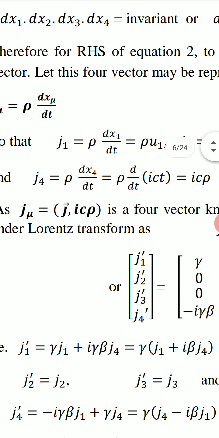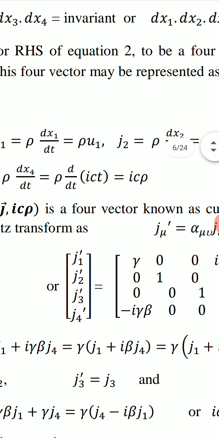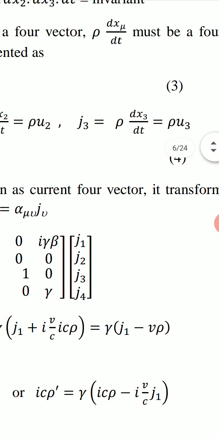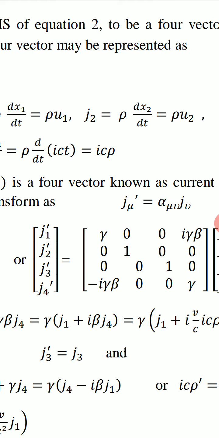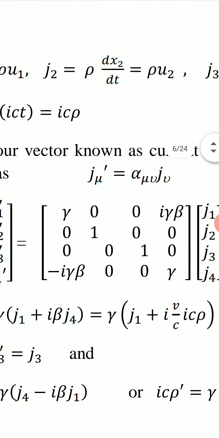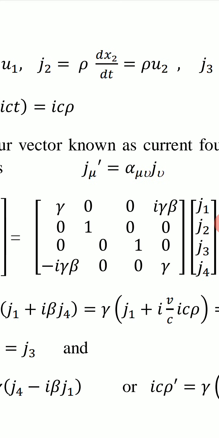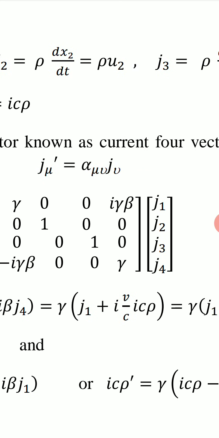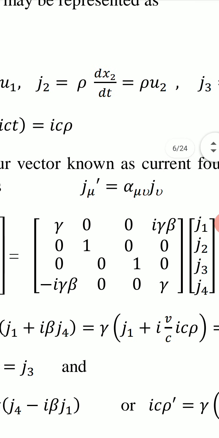Now J mu is a current 4 vector, so it must transform under Lorentz transformation as J mu dash equal to alpha mu nu J nu. J mu dash is a column matrix, J1 dash, J2 dash, J3 dash, J4 dash. Alpha mu nu is this square matrix and J nu is again a column matrix, J1, J2, J3 and J4. This equation shows how the current 4 vector transforms under Lorentz transformation. J nu are components in the S frame, which is at rest, and J mu dash are components in the moving frame S dash.